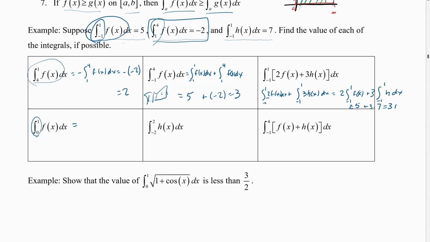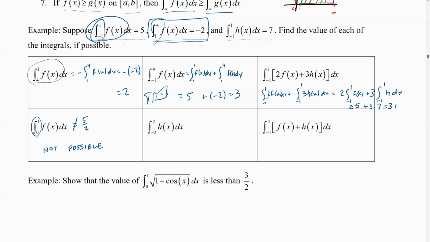Now, you may be tempted to give the answer 5 halves. This is half the interval of this one, but you'd be incorrect. This one, not possible. We don't have enough information to write out that integral's value.